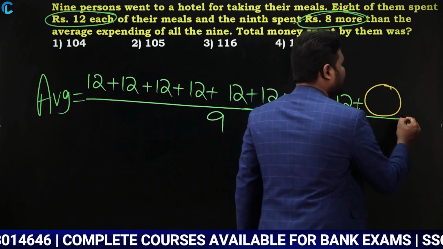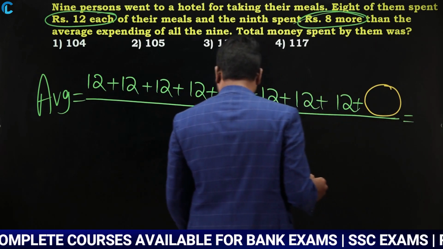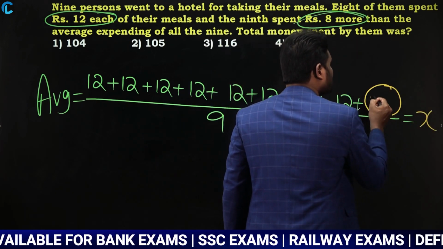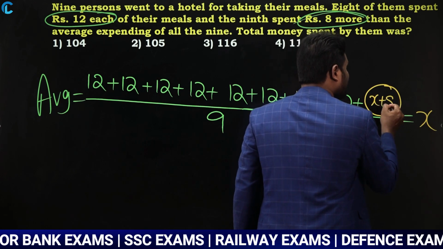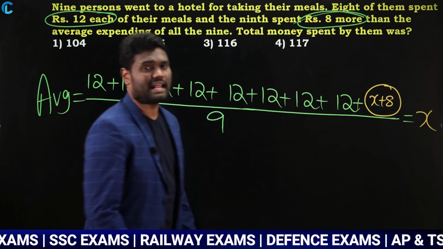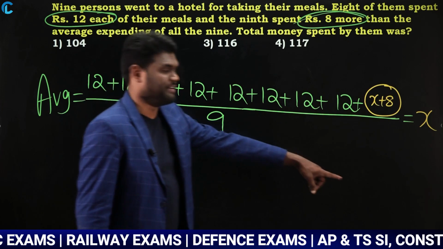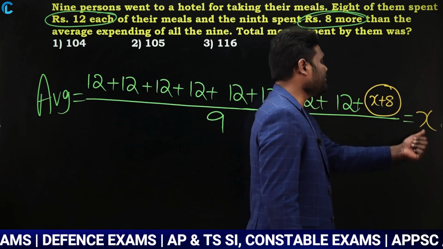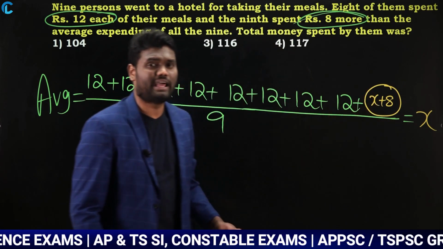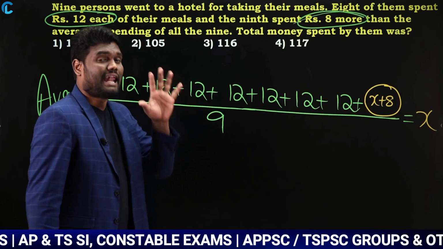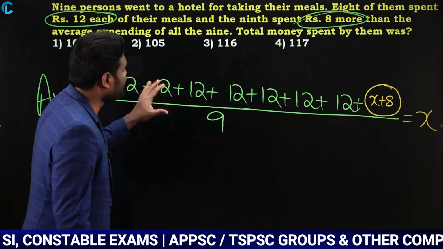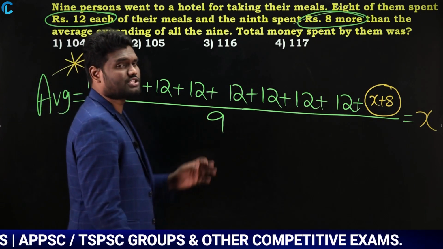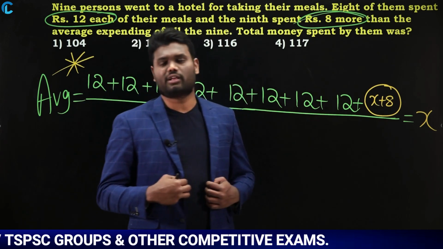Let us say the average is going to be x. If the average is x, then the 9th person should spend x plus 8 rupees, because the 9th person has spent 8 rupees more than the average. Okay, now observe here carefully. First I am going to explain this question in a normal way. After that I will say how to solve this question directly by just looking at the question itself.